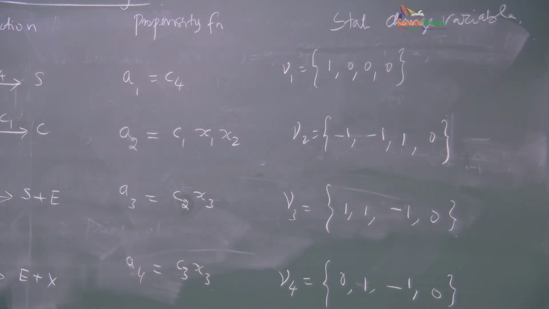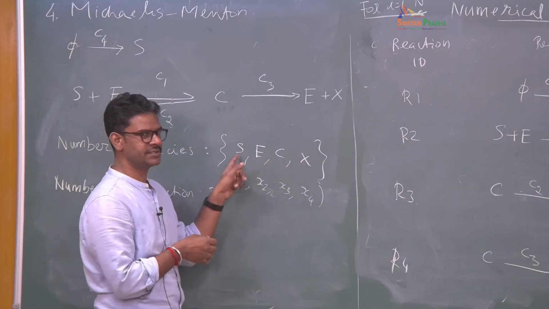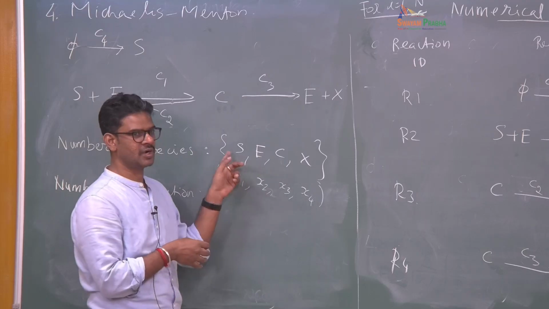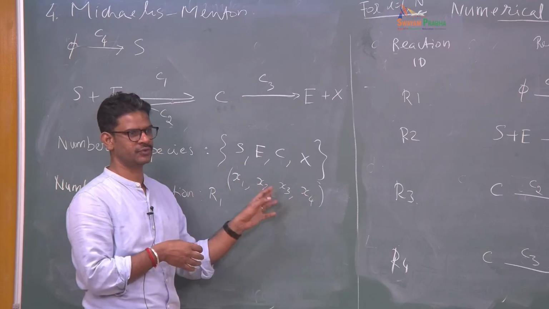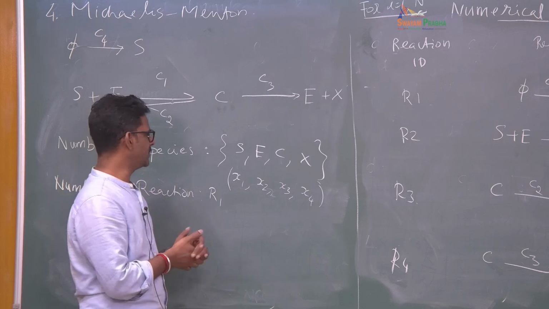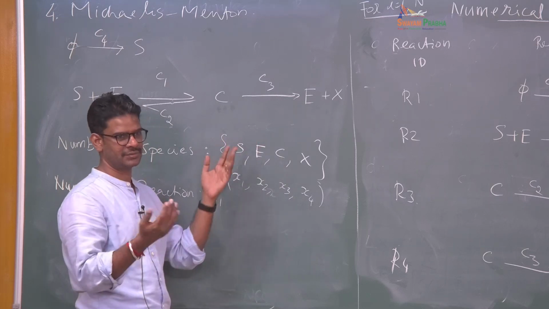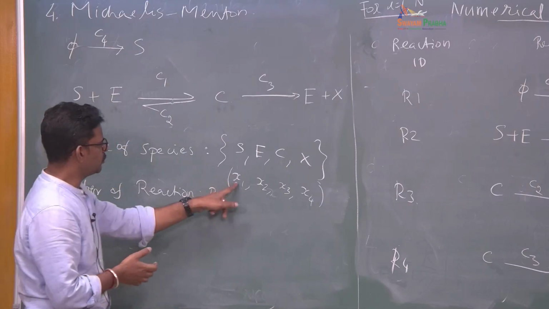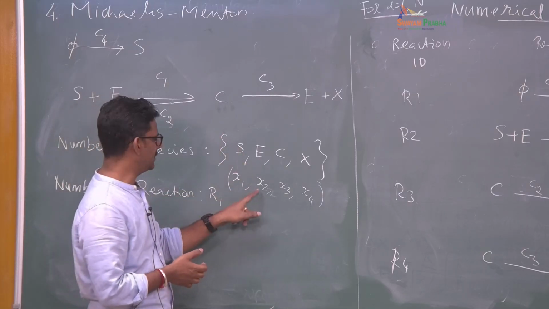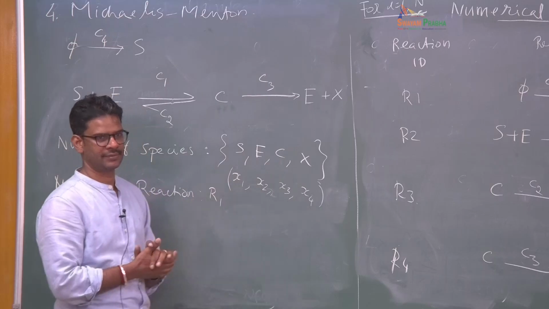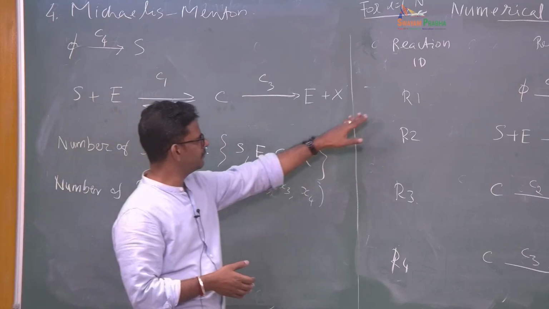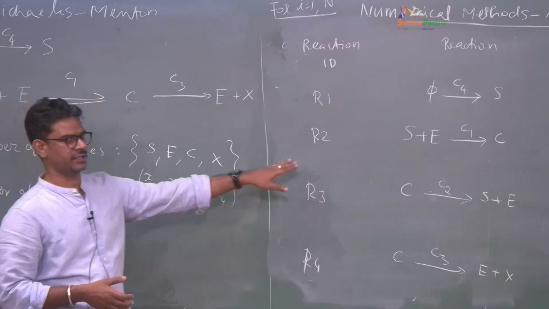So one more thing I'm doing here is that these are chemical species. I want to represent their concentration as x1, x2, x3, x4, so it's easy to write. Otherwise, you have to use a letter symbol. So x1 means concentration of S, x2 means concentration of E, and so on. So now I have identified the 4 reactions.